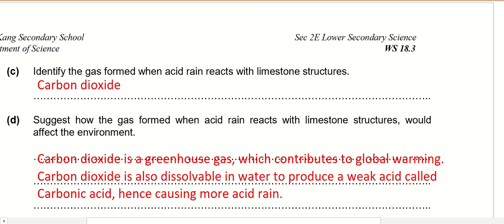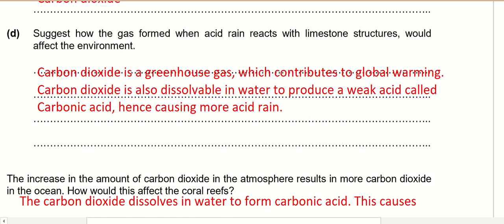So what is the gas? Well, carbon dioxide. Clear cut. That is the gas formed when acid rain reacts with carbonate. When I see limestone structures, in my mind I'm immediately replacing it with carbonate. So how does the acid react with carbonate? How will it affect the environment?